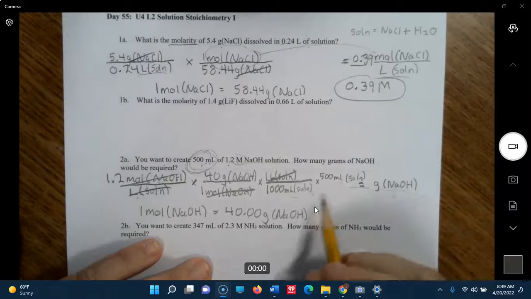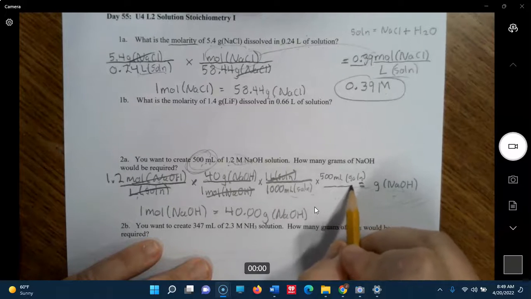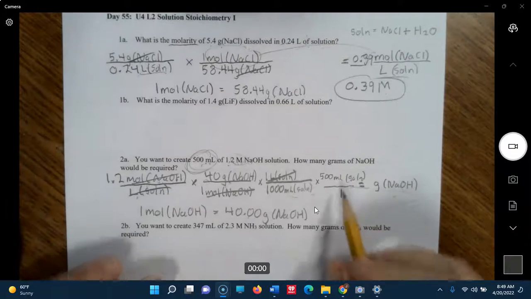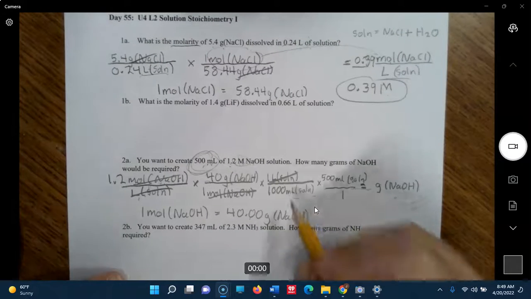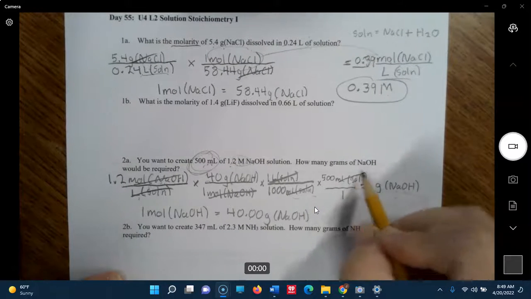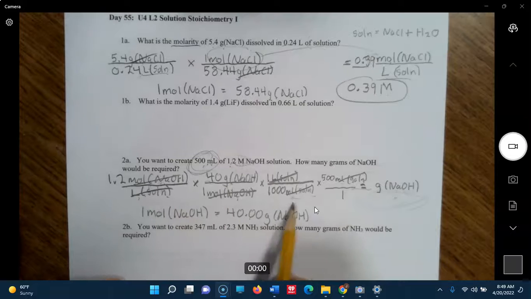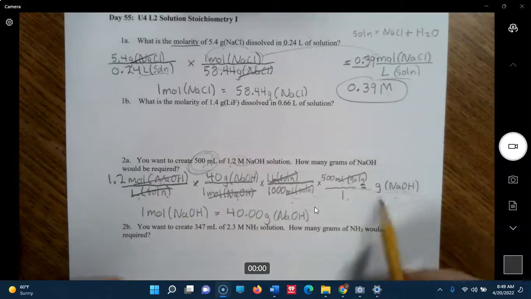And you don't need to put anything down on the bottom. If you want to, though, you can put a 1, if you don't like leaving that blank. Okay, so it's milliliters of solution, milliliters of solution. So now you see all the units on the bottom have canceled, so we don't have anything on the bottom.